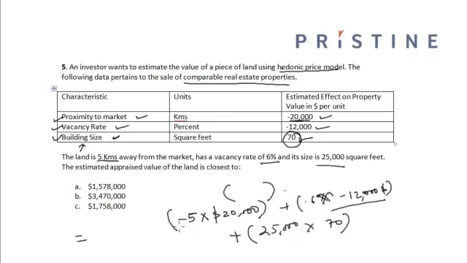So if I add all three terms, the value which I get is $157,800. So the correct option is option A.